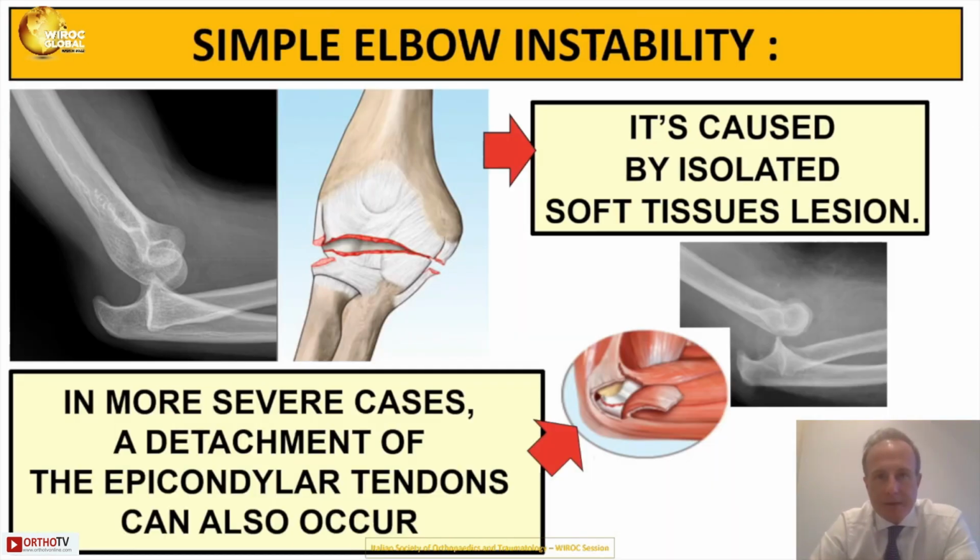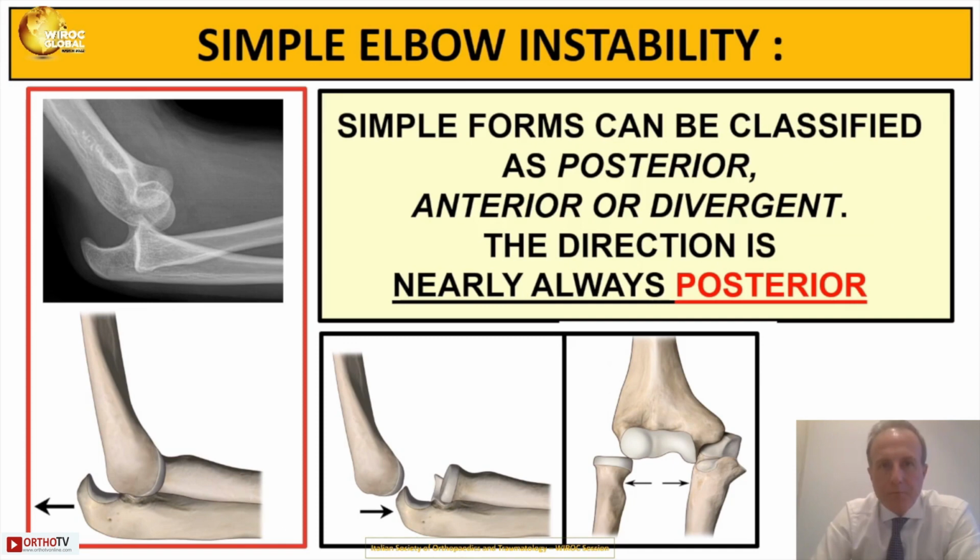Simple instability includes acute and traumatic dislocation or subluxation caused by an isolated soft tissue lesion. In most cases, only capsule and collateral ligaments are involved. In more severe cases, a detachment of the epicondylar tendons, lateral and/or medial, can also occur. Simple forms can be classified as posterior, anterior, and divergent. Most common in adults, the direction is nearly always posterior.